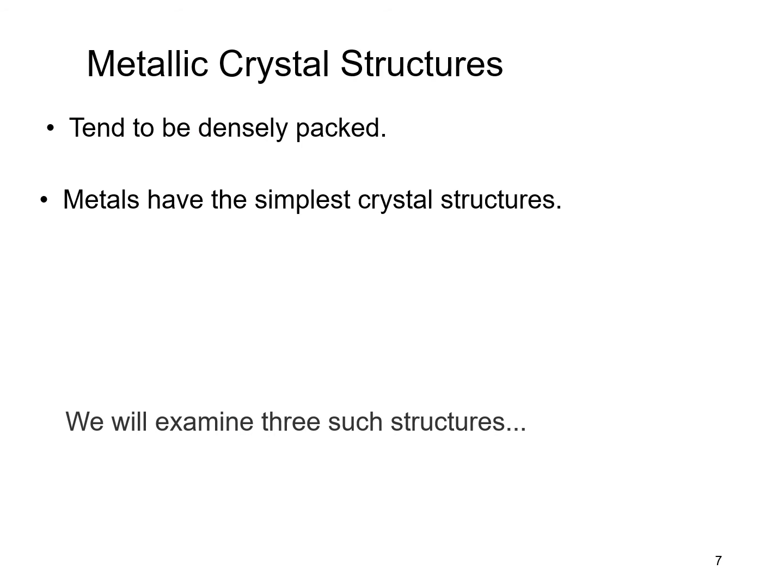Metals tend to have some of the most simple crystal structures that exist. They're densely packed, usually with high atomic mass. We're going to go ahead and look at 3 of these structures to learn how to define crystals themselves. We'll start with the most simple structure.